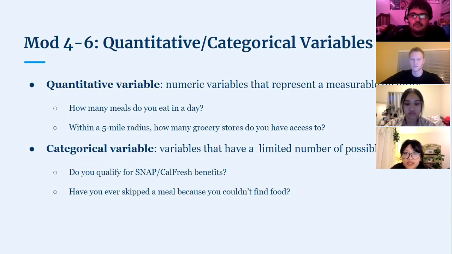In modules 4 through 6, we discuss quantitative and categorical variables. The definition of a quantitative variable is numeric variables that represent a measurable quantity. Our questions include: how many meals do you eat in a day, and within a 5-mile radius, how many grocery stores do you have access to? A categorical variable is a variable that has a limited number of possible values. Our questions for that were: do you qualify for SNAP and CalFresh benefits? And have you ever skipped a meal because you couldn't find food?